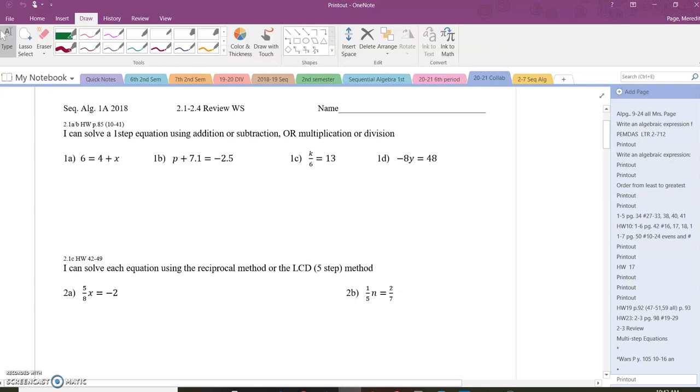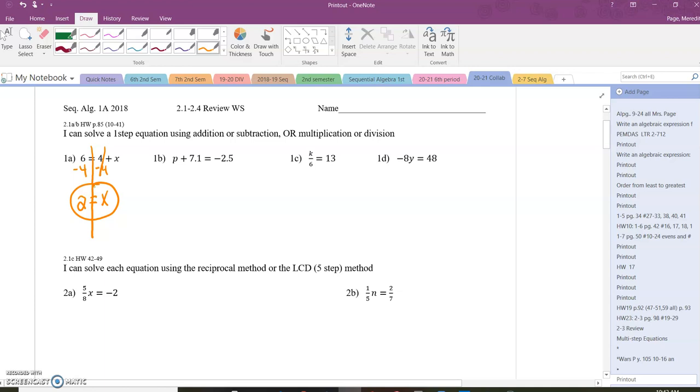So let's go ahead and look at problems number 1A through 1B. These are all one-step problems. So the first thing I'm going to do is draw a line down my equal sign. Remember, my goal for equations is to get the variable by itself. So in this case, I want to get x by itself. So how am I going to do that? Well, I'm going to move over this positive 4 by subtracting it. Bring down the x. And then 6 minus 4 is 2. Circle it, you are done.